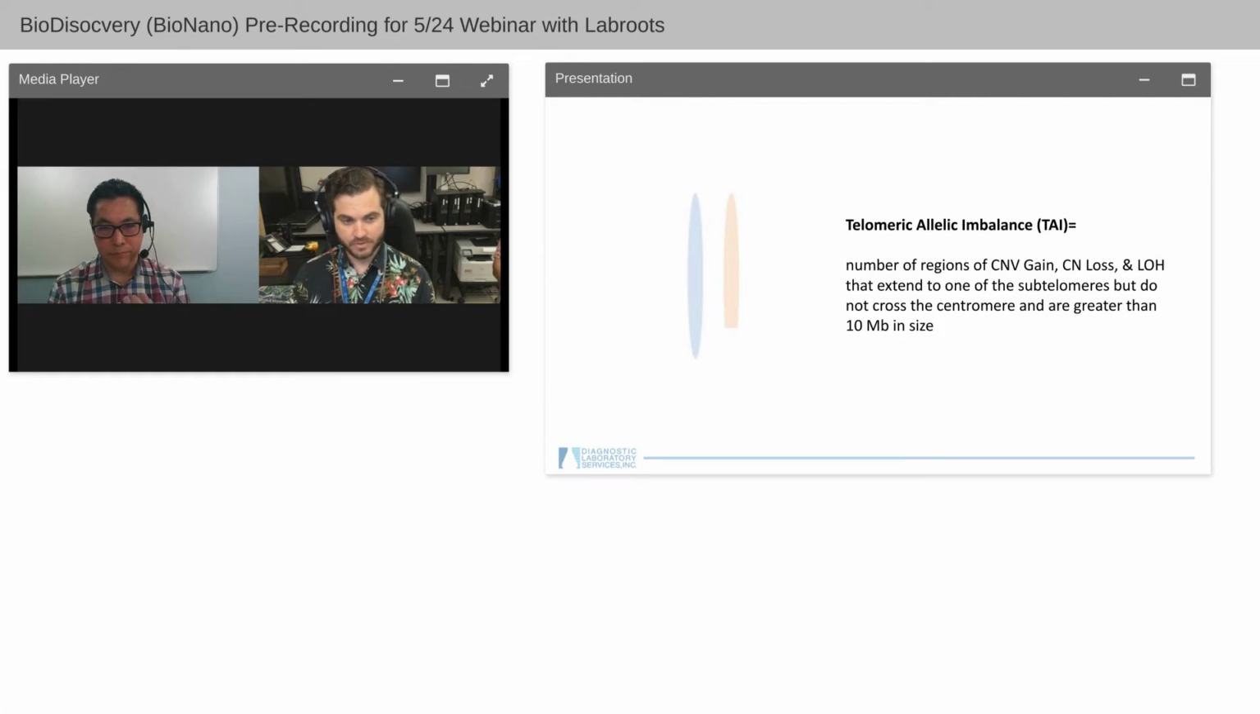So we've got 2 more. We have the telomeric allelic imbalance next to cover. This is any gain, loss, or allelic loss of heterozygosity that extends to the subtelomere, but does not cross into the centromere. And it must at least be greater than 10 megabases.